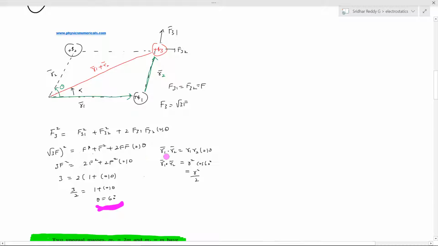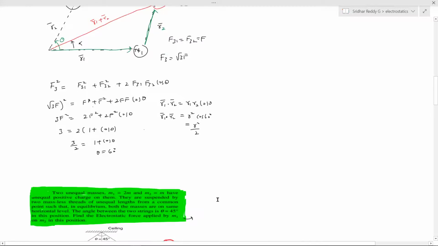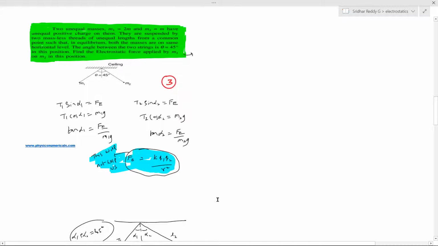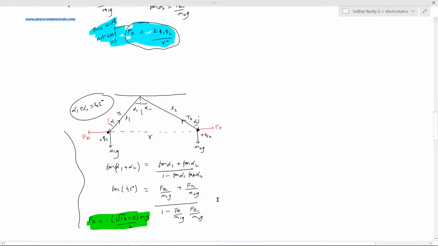Okay, let me take the dot product. R1 bar dot R2 bar equal to R1 R2 cos theta. In fact, R1 equal to R2 equal to R. So what is the dot product of R1 bar dot R2 bar? It should be equal to R square by 2. So one more good question, which will trouble you mathematically here.